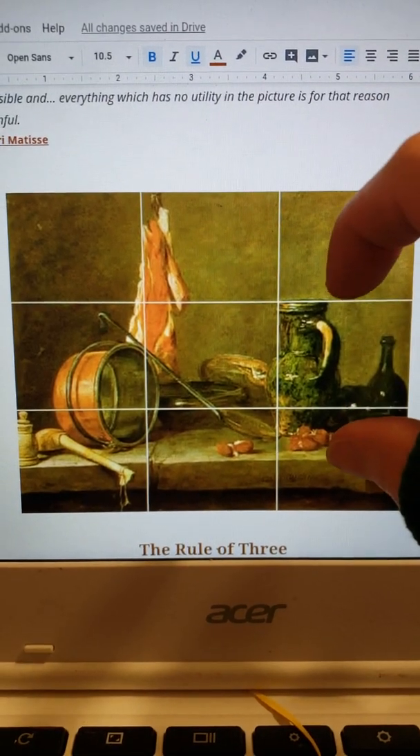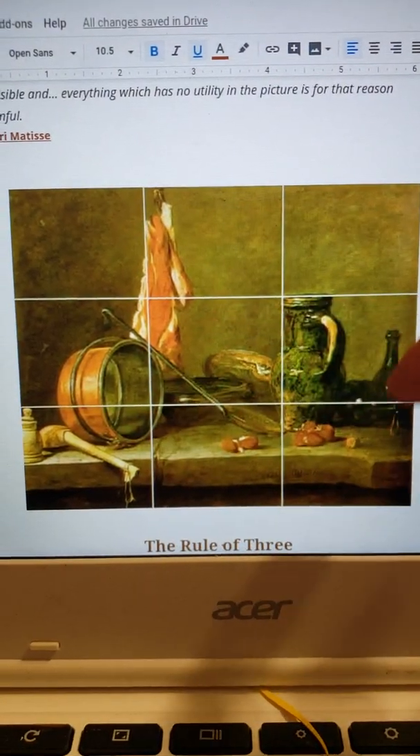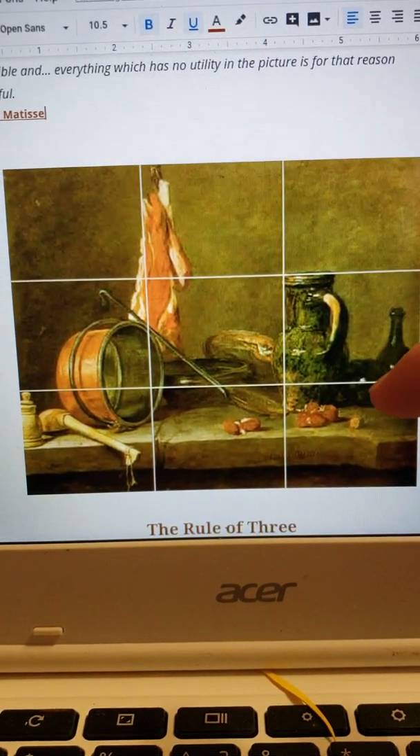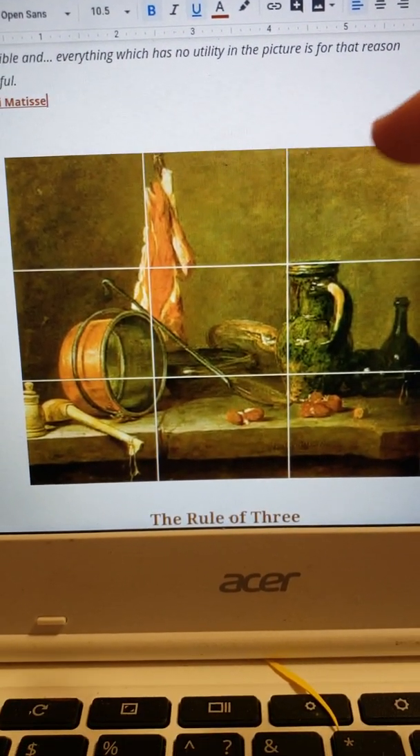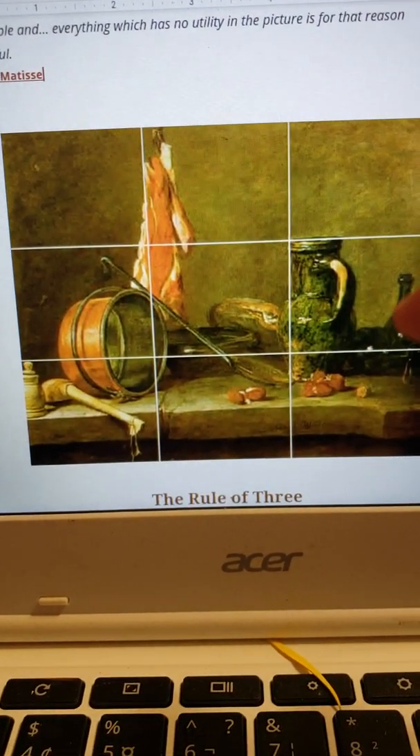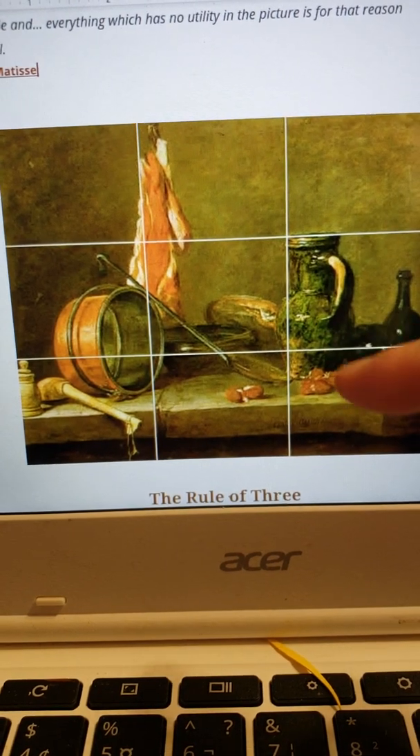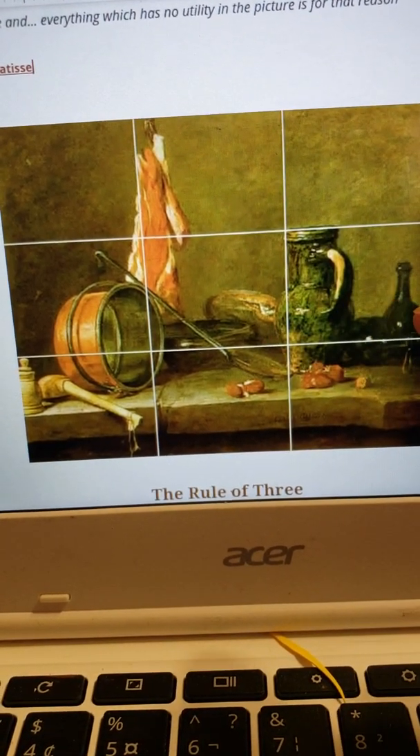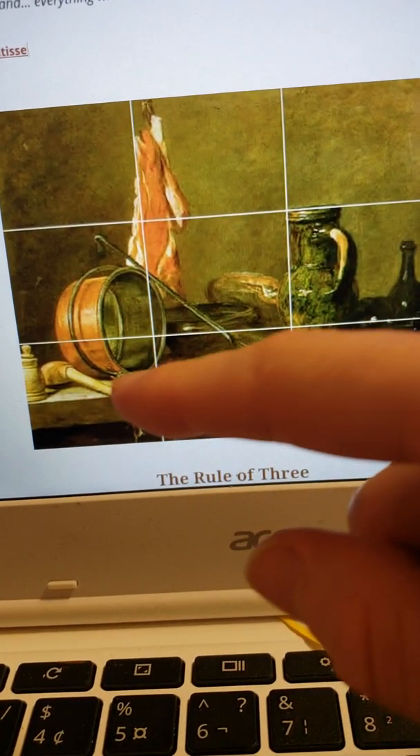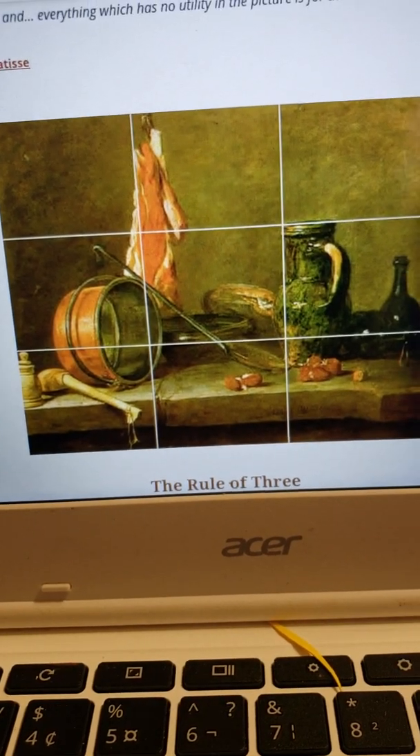So this is an imaginary grid put on a classical painting, and if you put this grid on any kind of work of art, poster, or album cover, you would probably find that it was following these rules. For instance, this table goes on the bottom horizontal line, the top of the vase reaches that top, and you can see these objects occupy single squares.